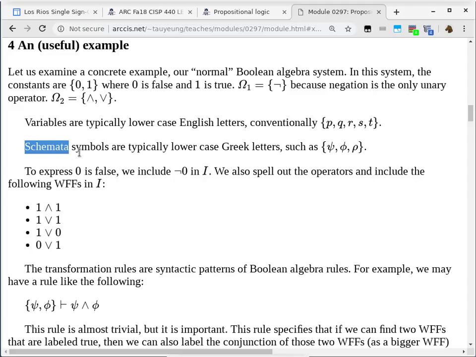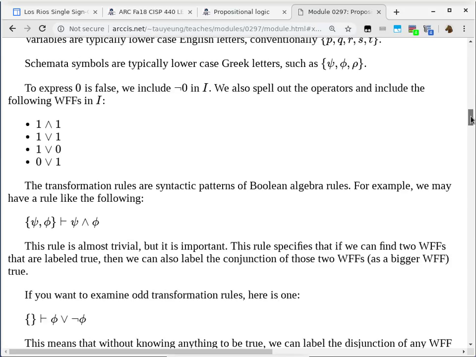The schemata can contain well-formed formulae or entire expressions, which gives us the ability to look at the structure of an expression. All right. So in order to express 0 is false, not false is true, these things are in iota. So we want to include not 0, or not false, which is an expression known to be true, in iota. Remember what iota has? Iota has a whole bunch of well-formed formulae. But what is so special about the well-formed formulae that we put into iota?